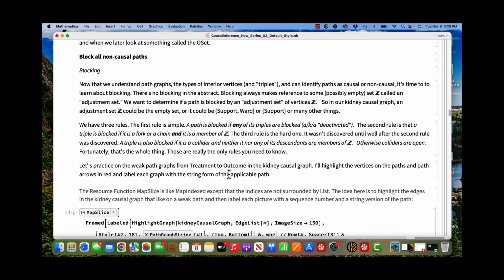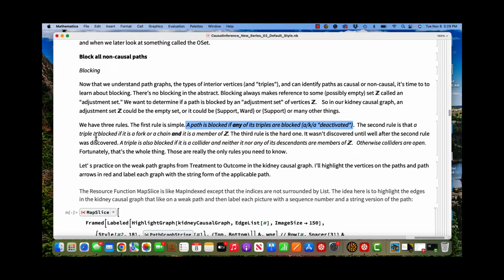Okay, I'm now going to skip some material and talk to you about how to block a non-causal path. We only want to block non-causal paths. If you block a causal path, you will completely mess up your regression because you'll have prevented whatever causal relationship exists from showing up. So please only block non-causal paths. And we've got 3 rules. First, a path is blocked if any of its triples are blocked. You don't have to block all of them. You just have to block one of them, and often it's a good idea to only block one of them.